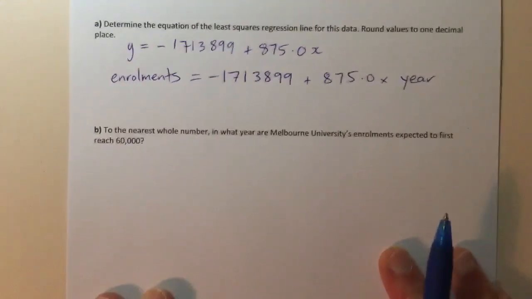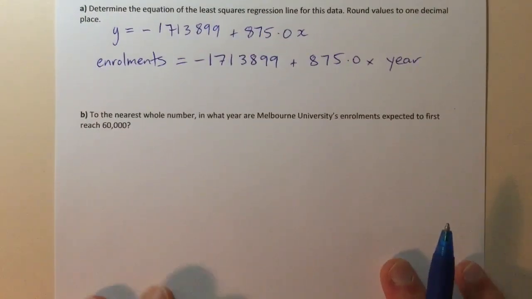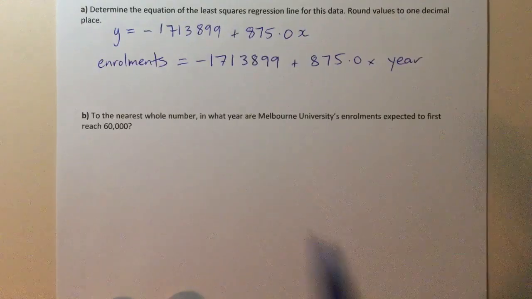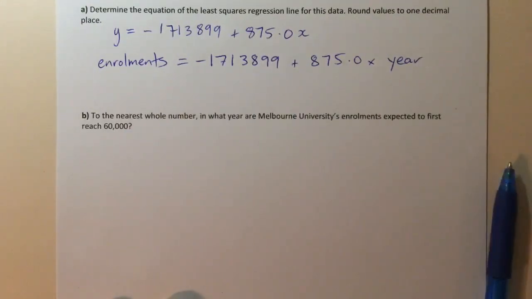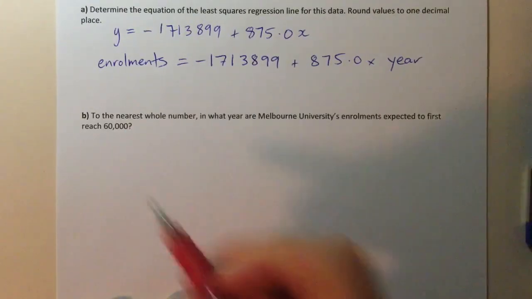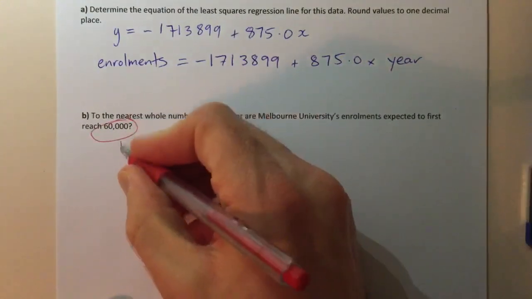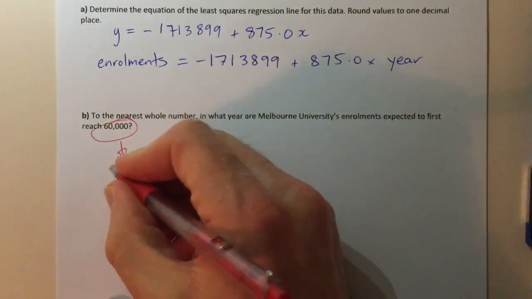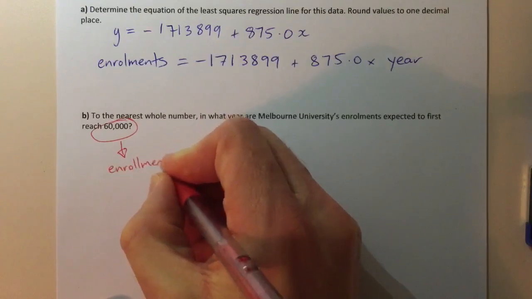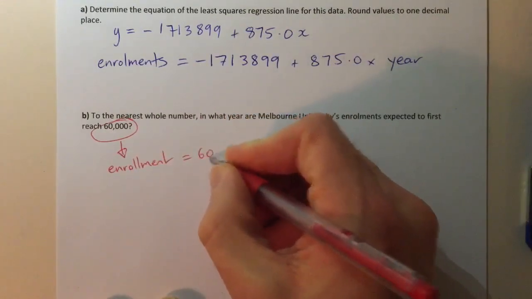Okay, part B of the question: to the nearest whole number, in what year are Melbourne University's enrolments expected to first reach 60,000? So this is asking us to make a prediction or do some forecasting. We're interested in enrolments equaling 60,000. We want to know when that would happen.